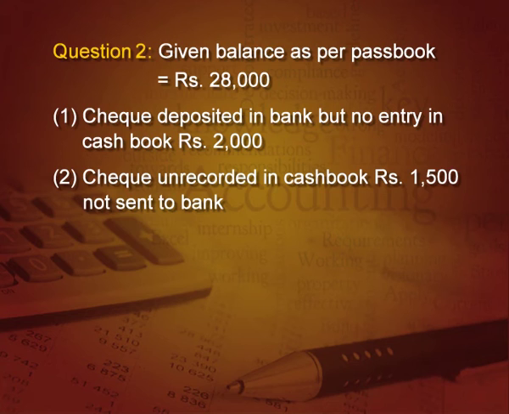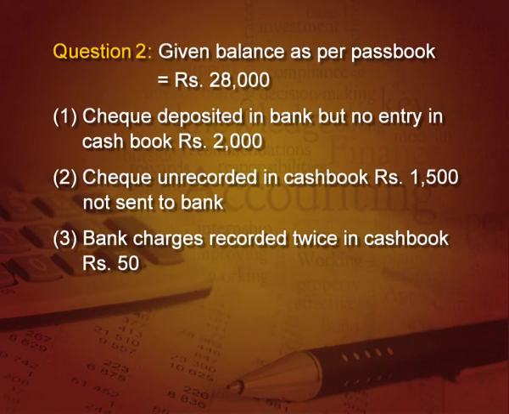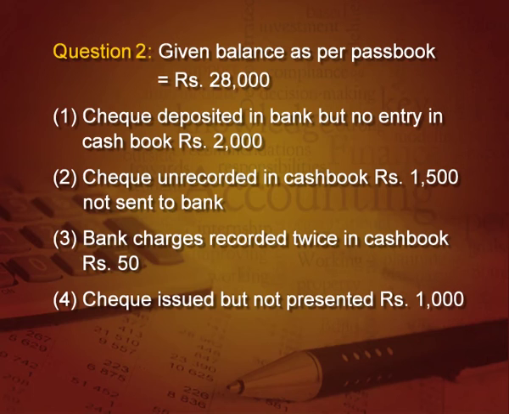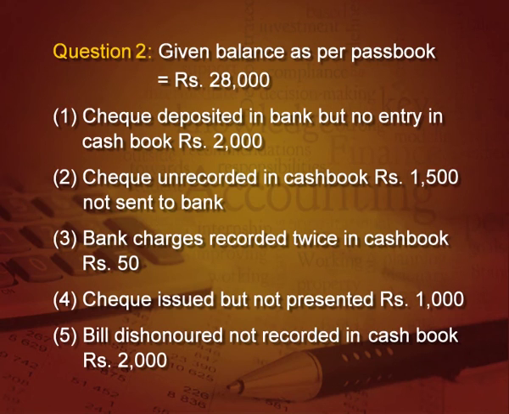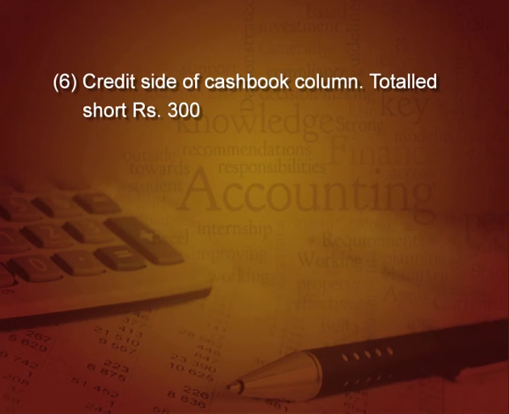Second, check unrecorded in cash book 1,500, not sent to the bank. Third, bank charges recorded twice in cash book 50 rupees. Next, check issued but not presented 1,000. Next, bill dishonored but not recorded in cash book 2,000. Next, credit side of cash book column totaled short 300.